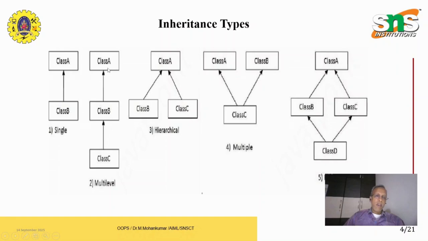Class A talks about the student's roll number and register number. Class B talks about the student's attendance. Class C has internal marks and semester marks information. So each class has different types of parameters, and we are going to use those parameters in a multi-level aspect.